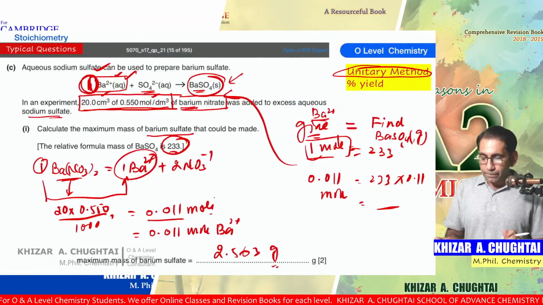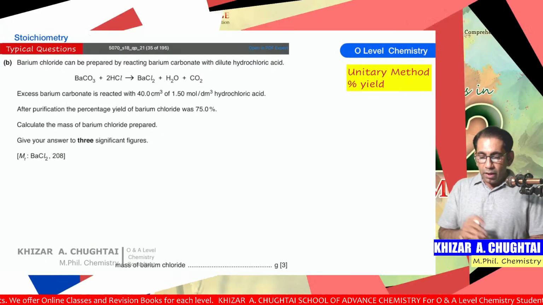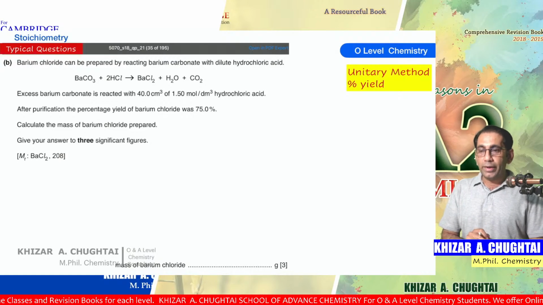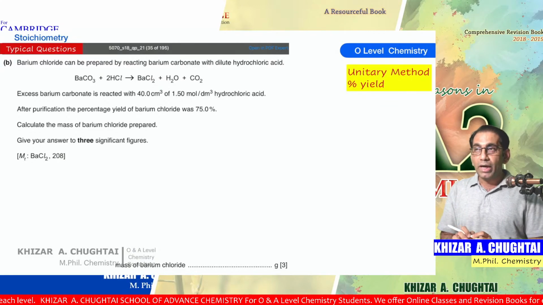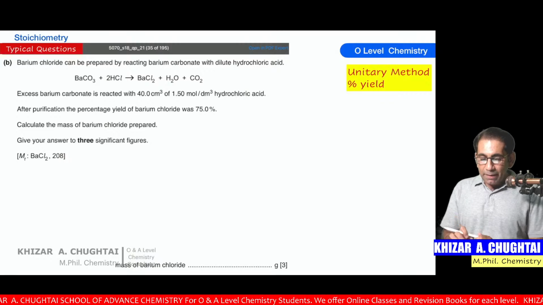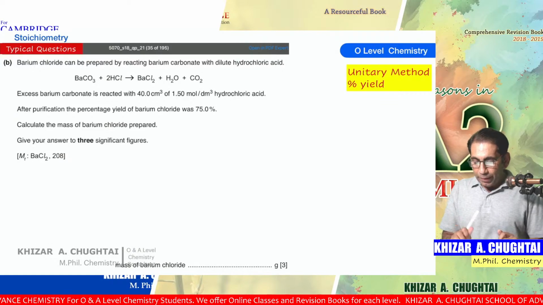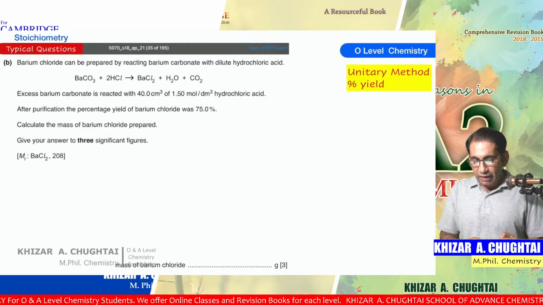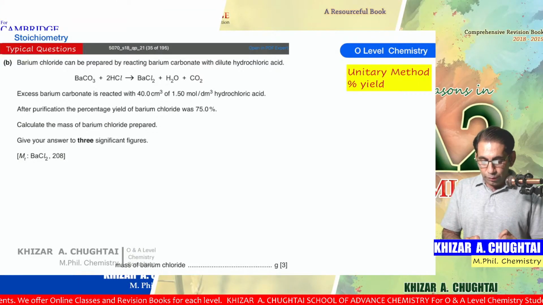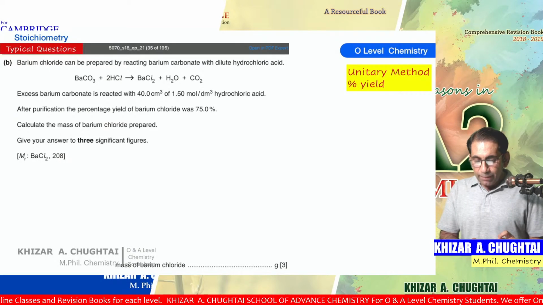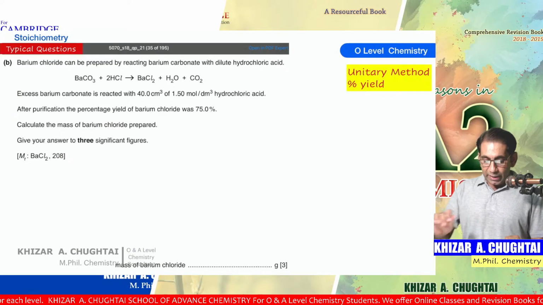Let's talk about it. I'm going to explain this question, that is question B, part B, May June 18, variant 21. Barium chloride can be prepared by reacting barium carbonate with dilute hydrochloric acid. Excess barium carbonate is reacted with 40 cm cube of 1.5 mole per dm cube HCl. After purification, the percentage yield of the barium chloride was 75.0%. Calculate the mass of barium chloride prepared. Give your answer up to 3 significant figures, and barium chloride has an Mr of 208.